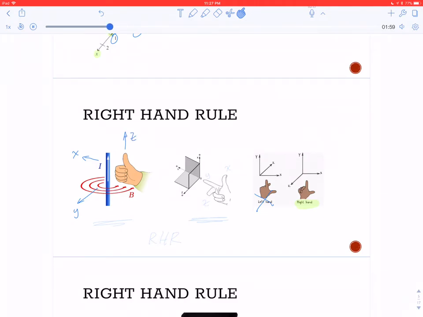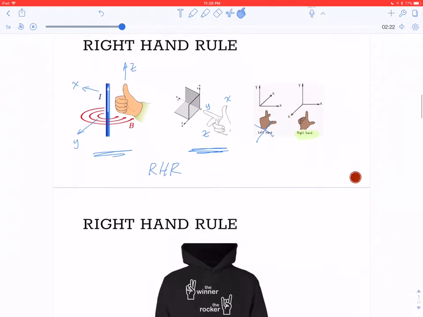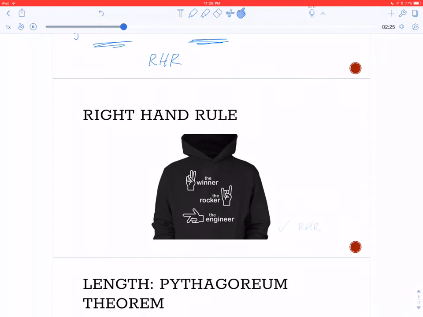So another way to do it is to make a gun with your hand with your thumb pointing in x and your index finger pointing to y, and then where your middle finger points out will be z. So whether you use this technique or this technique, make sure that you can do the right hand rule. And there's even a t-shirt you can get for the right hand rule right there. Right hand rule for the engineer.